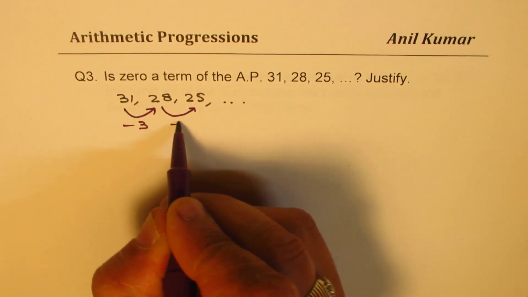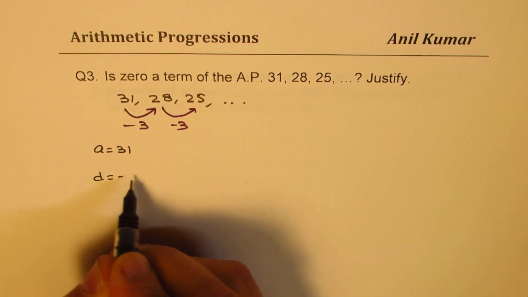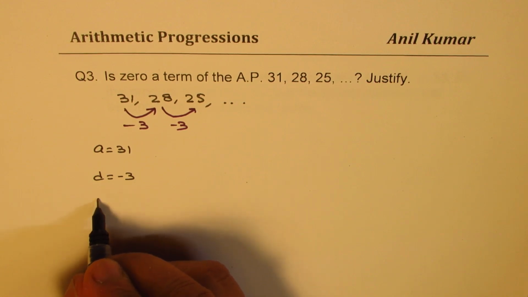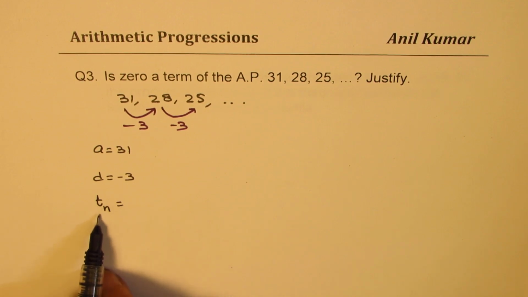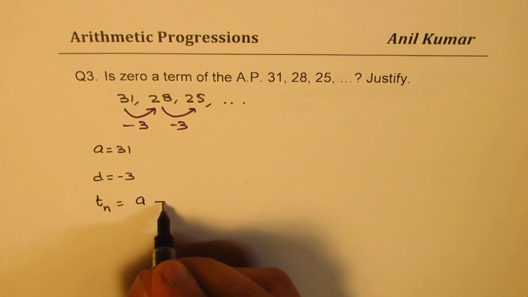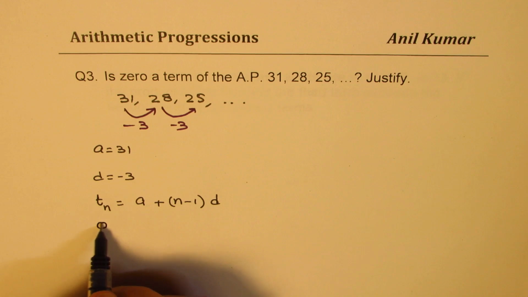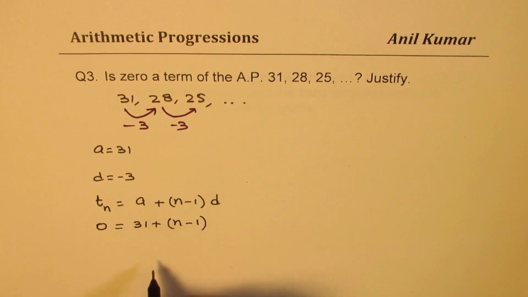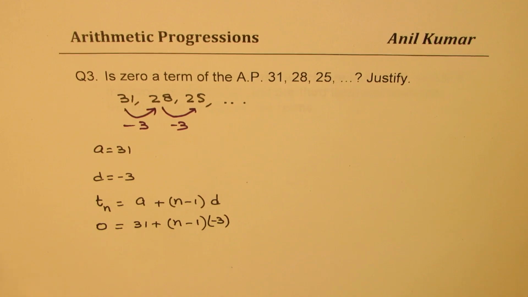So we have minus 3. So in our series, we have the value of A as 31, D as minus 3. We need to figure out if 0 is a part of this series, right? If 0 is a part of the series, it will be some term, so we don't know which term it is. So let us say the nth term is 0 for us. So we have A plus (n minus 1) times D, and we want this term to be 0. A is 31 and we don't know which term it is. So we are going to substitute the value of A and D and then find out what n is.